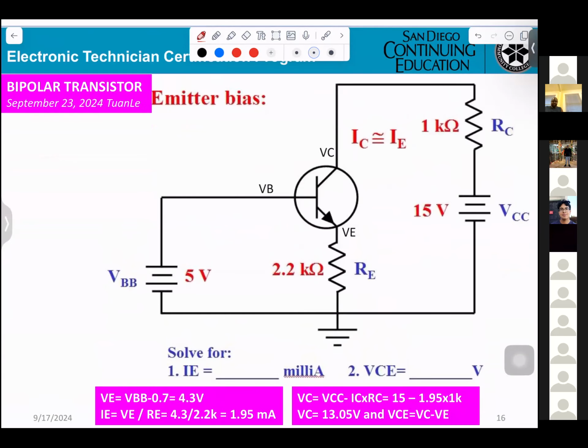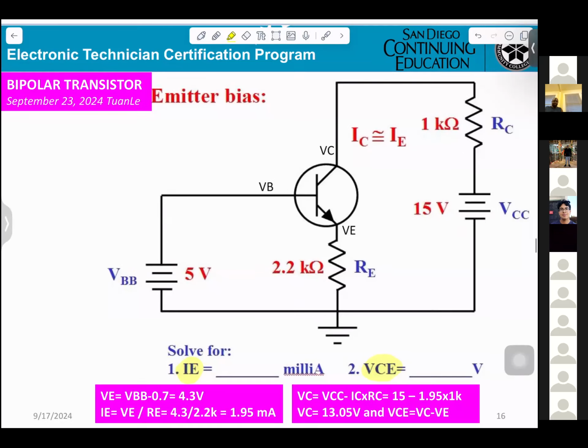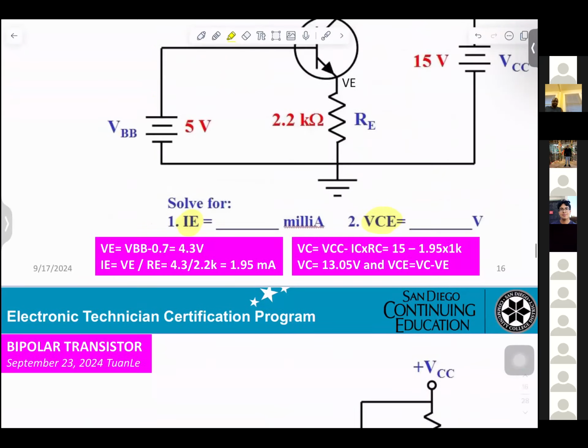Okay, this is the same thing. NPN. This is all of the formula. We already gave it to you. They want it shown for IE and VCE. Everything they already calculate here. You can go through that.